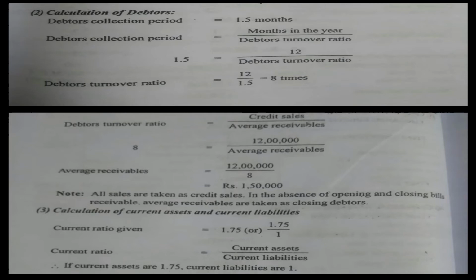Now, calculation of current asset and current liability. The current ratio is given as 1.75, which means current asset by current liability is equal to 1.75. Here, let us assume the current liability is 1. Then current asset divided by current liability is equal to 1.75 divided by 1. When you assume current liability to be 1, the current asset will be 1.75 and current liability will be 1. Okay, next page.